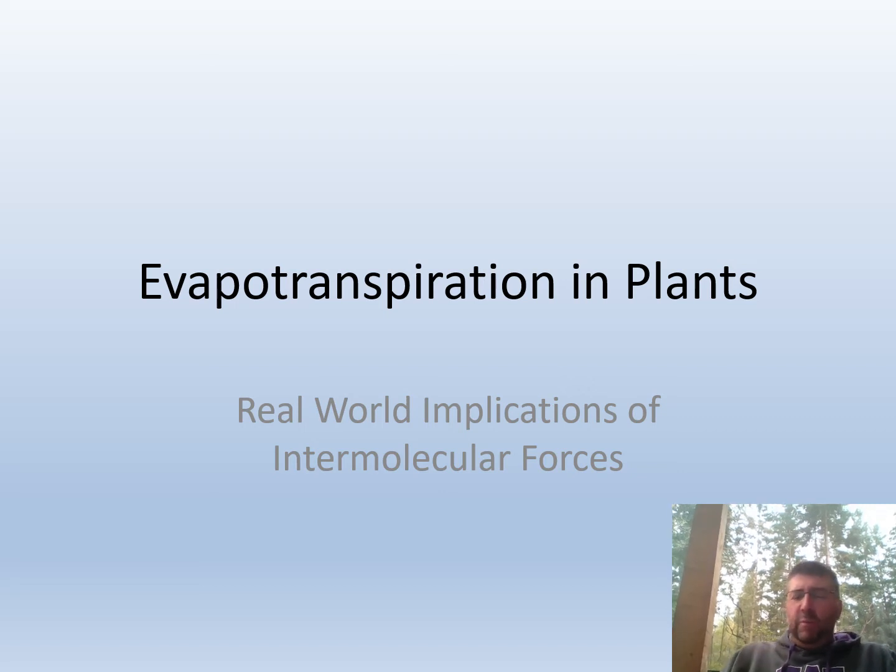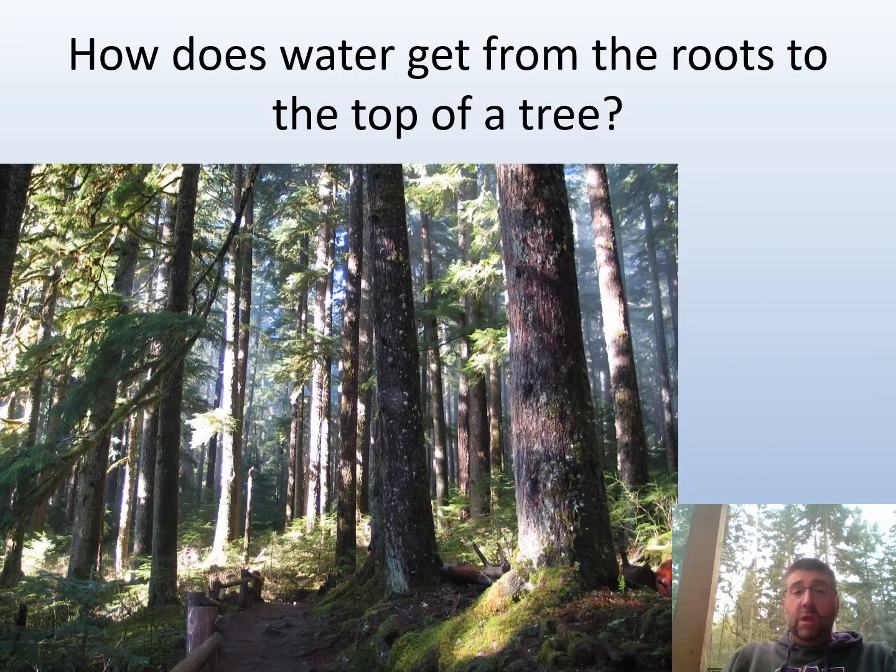All right, so let's talk about evapotranspiration in plants. This is a real-world implication of intermolecular forces and has a huge impact on the ecology of the entire plant. So one of the questions is, how do plants get water from the roots in the ground to the top of the tree? How do you get water to go uphill against the force of gravity to reach the top of the tree? It has everything to do with the concepts that we've talked about already, which is adhesion, cohesion, surface tension, and capillary action.